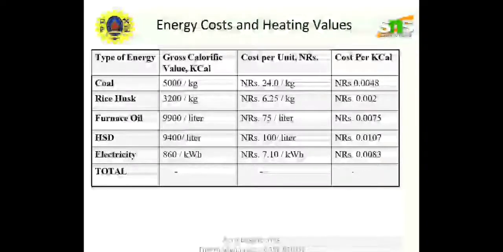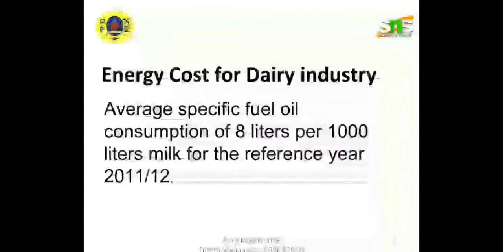Energy costs and heating values. These are the types of energy, the gross calorific value, cost per unit and cost per kilocalorie, given in this diagram. Energy cost for the dairy industry: average specific fuel oil consumption of 8 liters per 1000 liters of milk for the reference year 2011 to 2012.